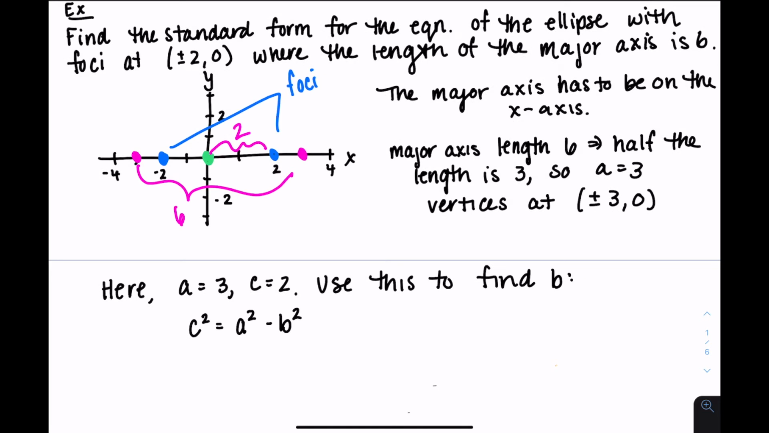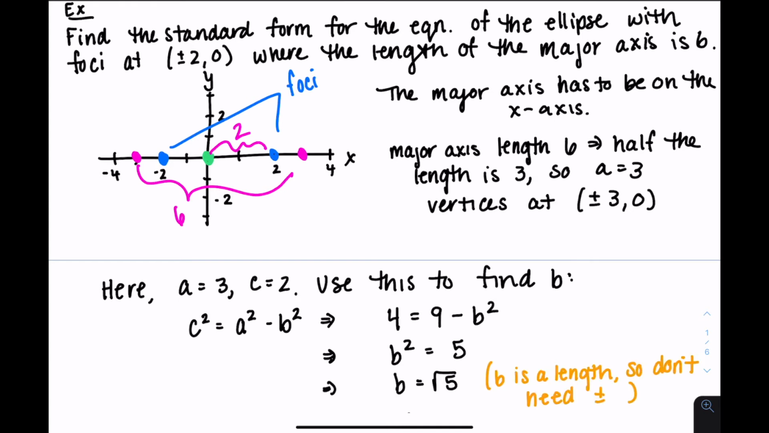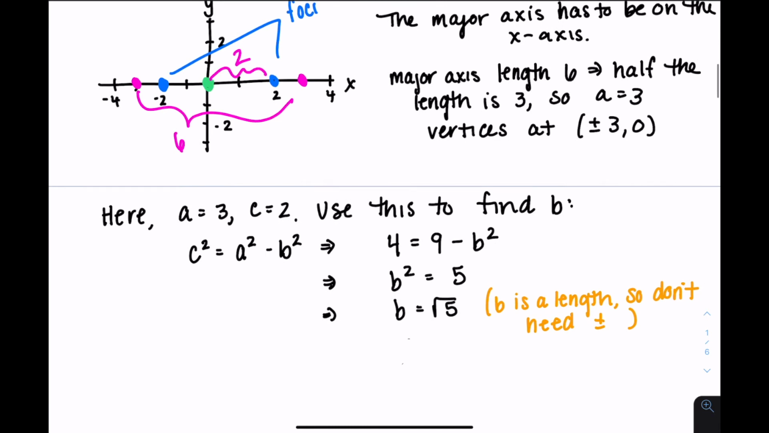Since c squared is a squared minus b squared, you plug in those values, subtract the 9, or add it over. You're going to get that b squared equals 5. So b equals the square root of 5. You don't need the plus or minus because this value of b is representing a length. So you only care about that positive part.